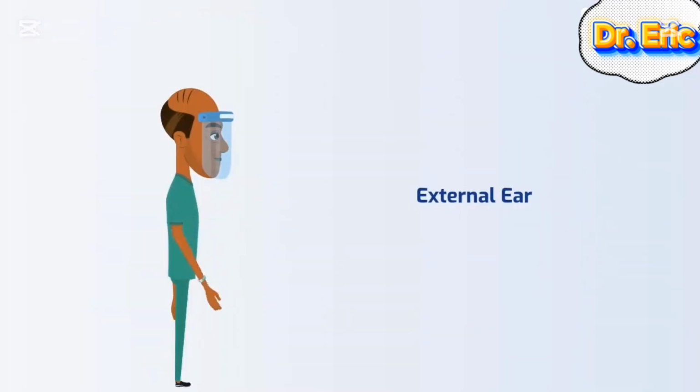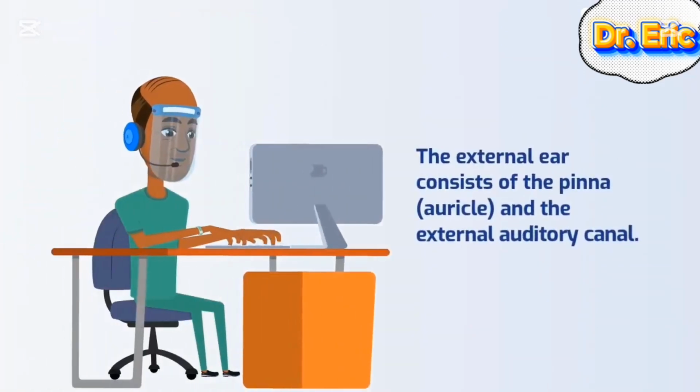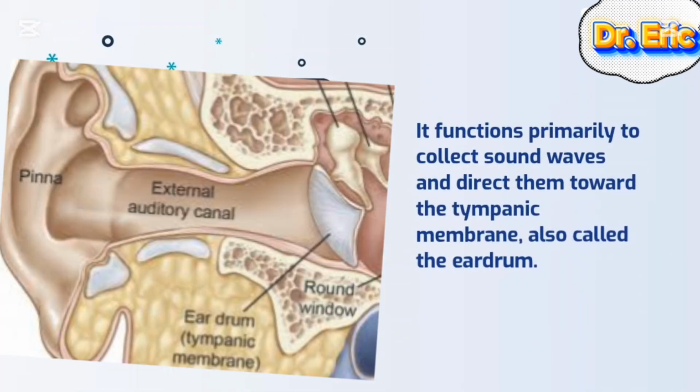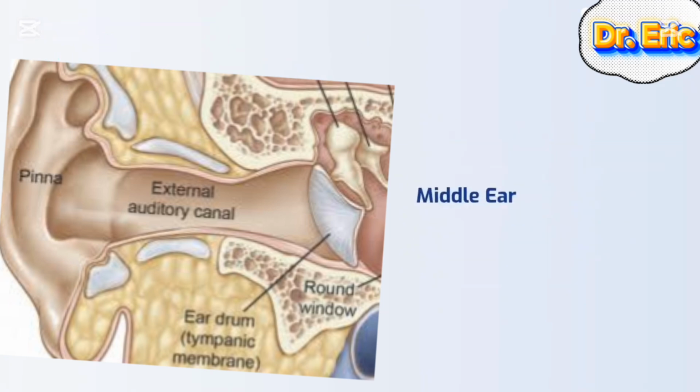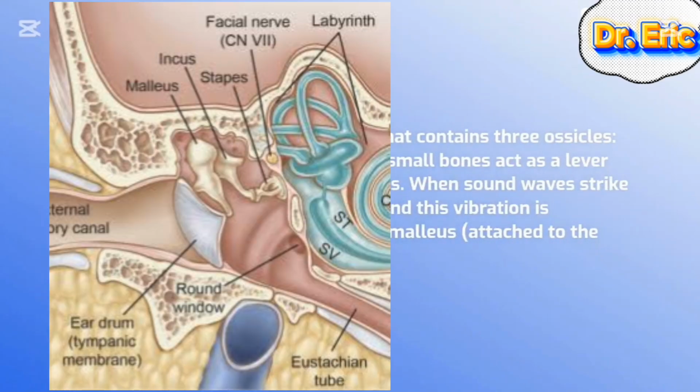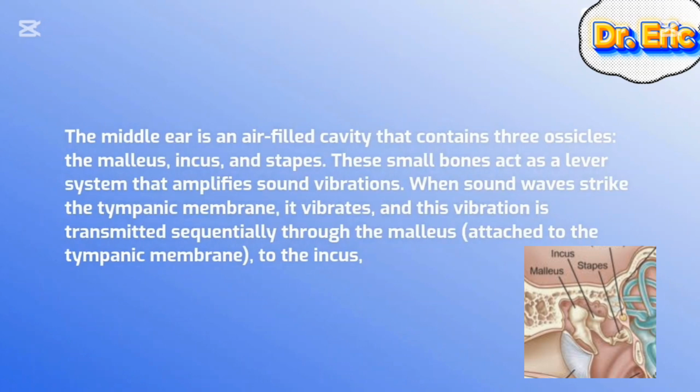External ear. The external ear consists of the pinna, auricle, and the external auditory canal. It functions primarily to collect sound waves and direct them toward the tympanic membrane, also called the eardrum. Middle ear. The middle ear is an air-filled cavity that contains three ossicles, the malleus, incus, and stapes. These small bones act as a lever system that amplifies sound vibrations.